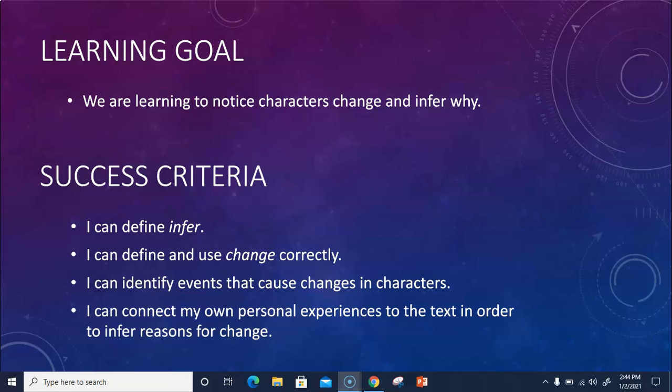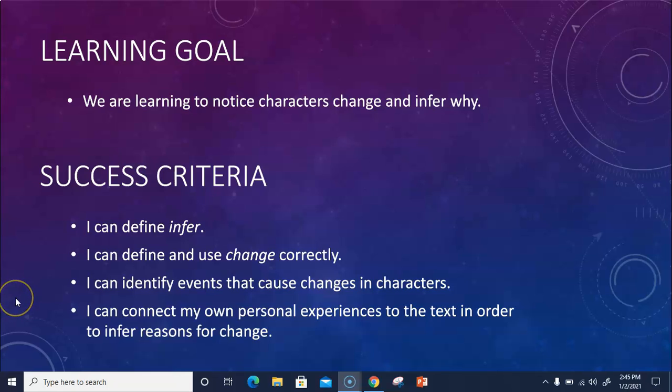We have 4 success criteria today, some I can statements that'll let you know you're right on track towards our goal. They are: I can define, infer, very important word for the week. I can define and use the word change correctly. I can identify events that cause changes in characters, and extra level skill, I can connect my own personal experiences to the text in order to infer reasons for change. Okay? I think if you can say those with some confidence, you're right on track to meet our goal today.